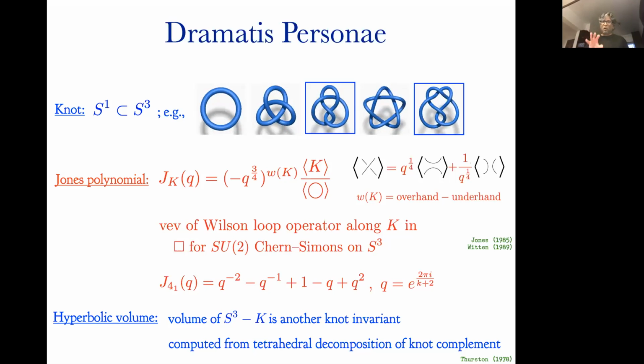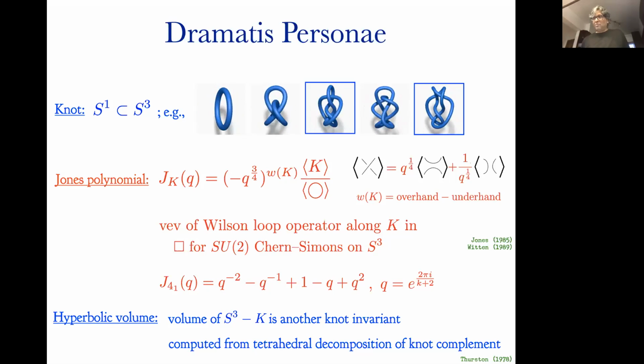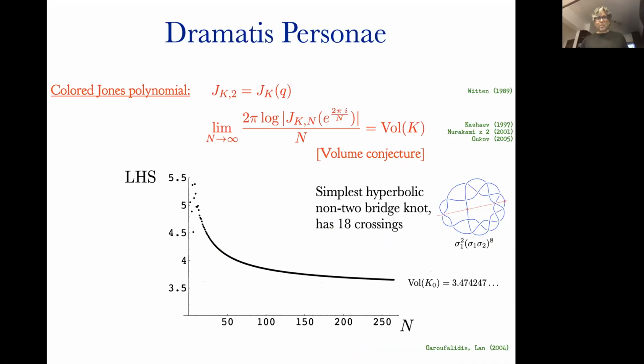It turns out that the Jones polynomial and hyperbolic volume are connected. And that's one of the results that machine learning teaches us. So in addition to the Jones polynomial, there are so-called colored Jones polynomials. Instead of taking the trace in the fundamental representation of SU(2), you take the trace in some other representation of the SU(2) gauge group. In the limit where the dimension of the representation goes to infinity, the logarithm of the Jones polynomial with this n color evaluated at a primitive root of unity gives you the volume. This is a conjecture of Kashaev, Murakami, and Gukov.